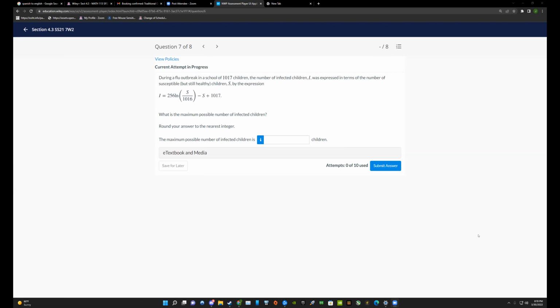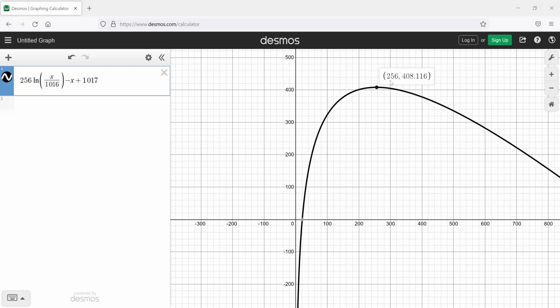Oh, you know what? The issue is I did not give you the correct derivative. So let me just update the share screen here. Thanks for being patient. Sometimes I gotta work this out a little slower. So the critical point happens at 256, not 256 times 1016. It's a result of me not calculating the derivative correctly.